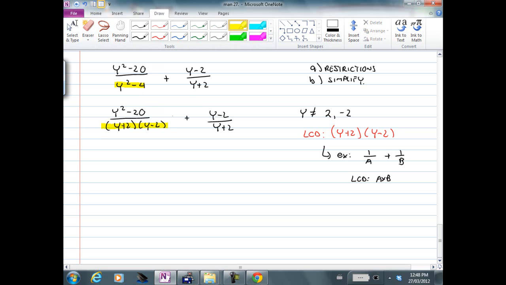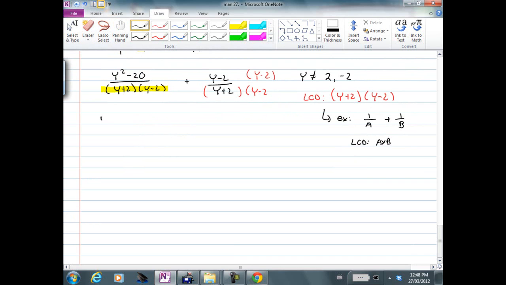But I can do something with the other one. I can multiply this by y minus 2 over y minus 2. So go ahead and multiply. The left side, I can't do anything to it, so I'm only working with the right side. Y squared minus 20 over y plus 2, y minus 2, plus, FOIL for me, please. I want you to FOIL this out. What's y minus 2 times y minus 2? Take a minute and do this on your own right now.